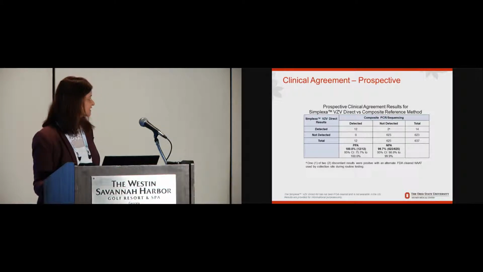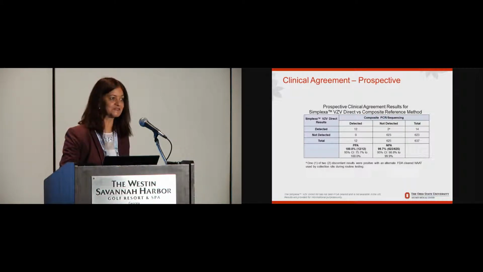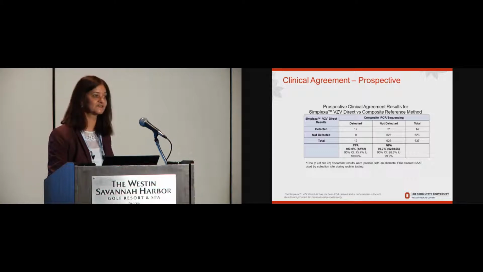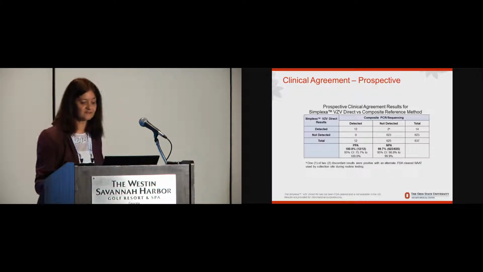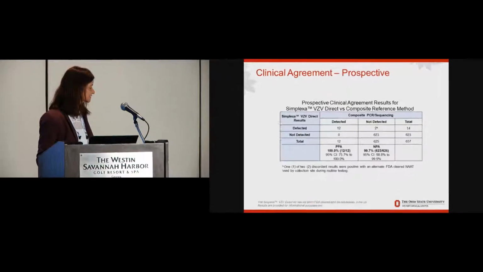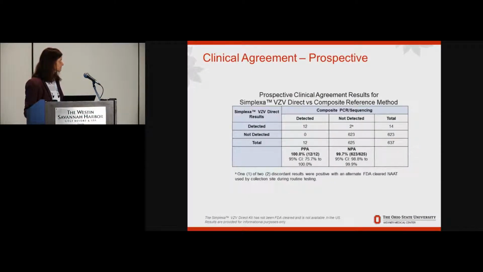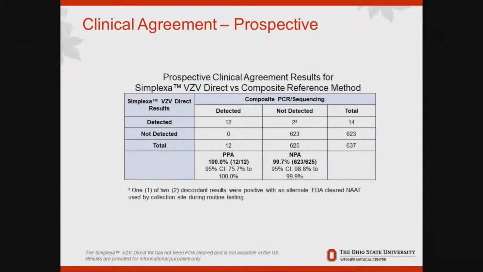So just looking at the data here, now this was not an easy study in the sense, as you can see, there weren't very many positives. Out of the 637 samples that were enrolled, there were only 12 samples that were positive by the Simplexa VZV direct assay, and also by the composite PCR and sequencing that agreed. In addition, there were 2 samples that were not detected by the composite sequencing, but one of which was actually detected by an alternate FDA cleared NAT assay at one of the collection sites.